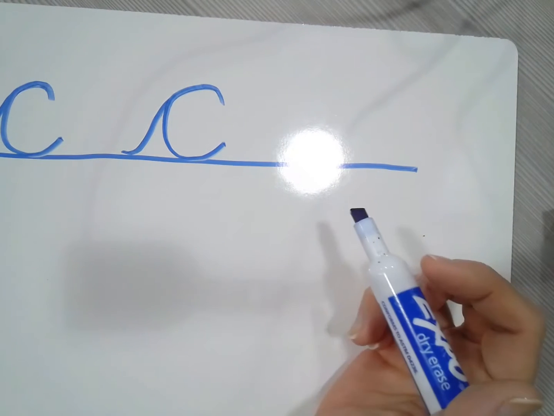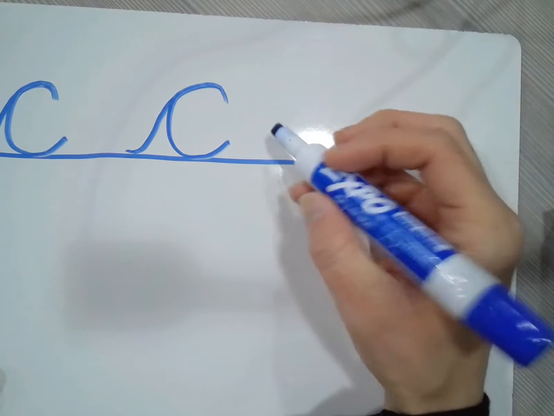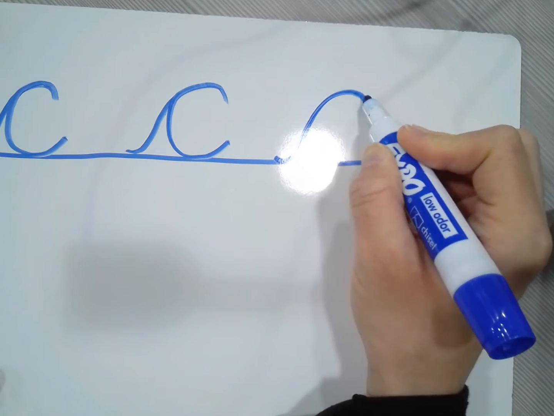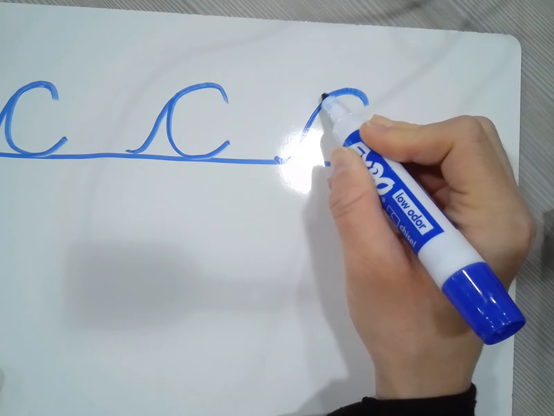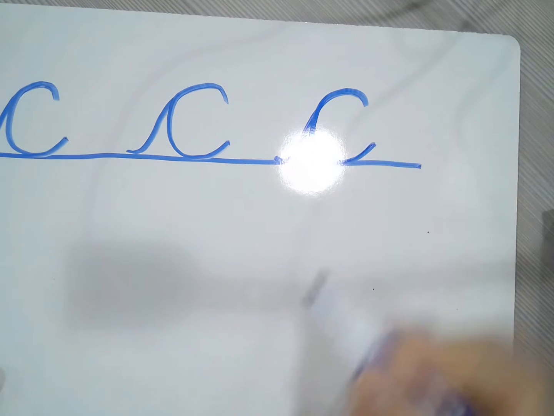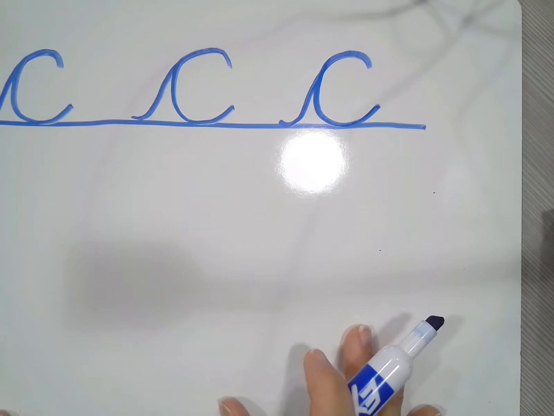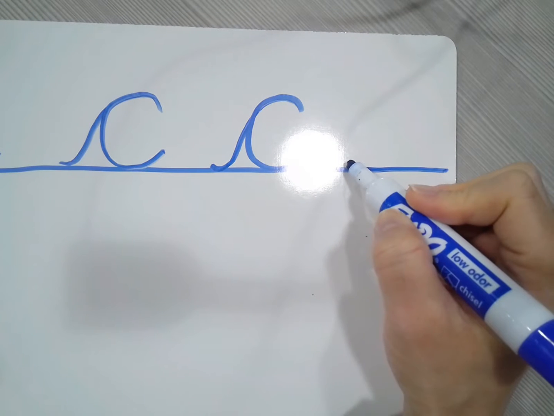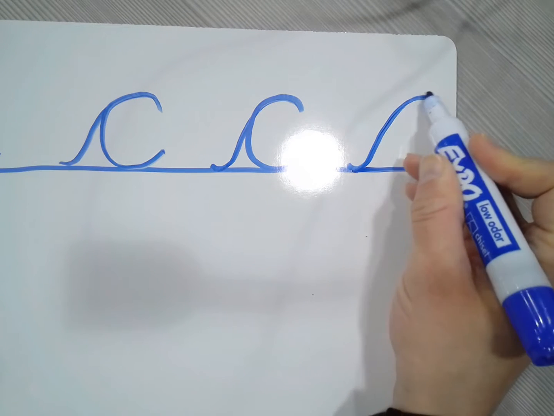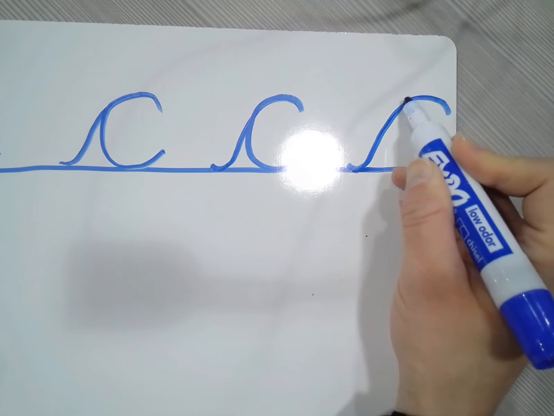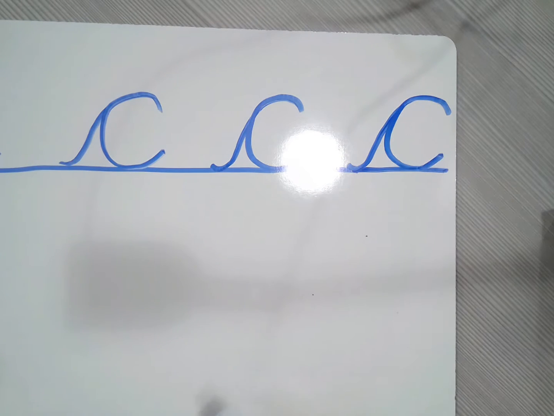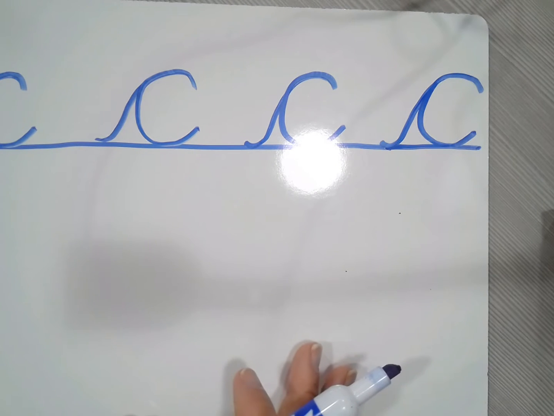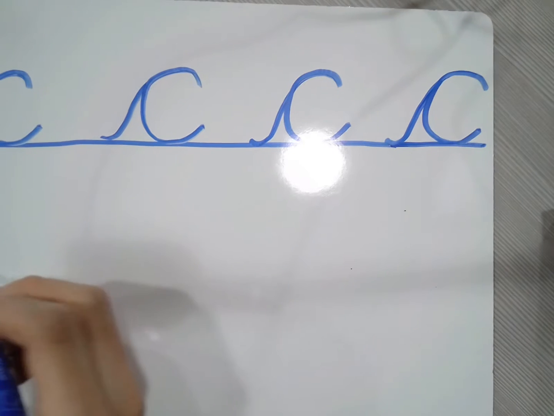Draw your line and let's do a few together. Starting at the bottom, come up and around, slide back around and down and make a little hook. Lowercase c. Let's try one more here. Starting at the bottom, come up and around, slide back around and down, and make a hook. Lowercase c. Okay? Now, let's try lowercase o.